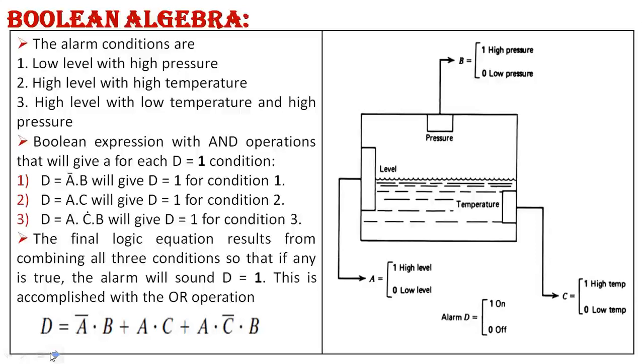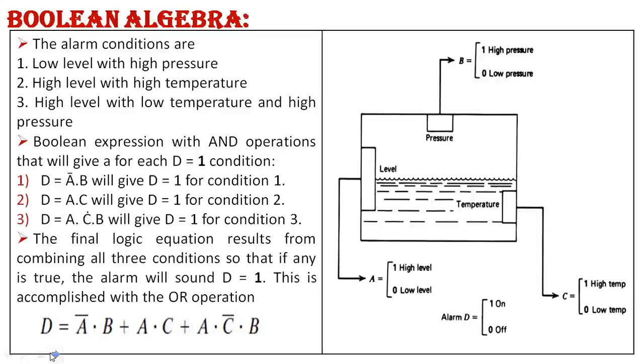There are three conditions in which the alarm sounds. First one is low level with high pressure, second is high level with high temperature, and the third one is high level with low temperature and high pressure. These three conditions are denoted by logical equations using the AND operation. So when D is equal to 1, then the alarm is on. So the three equations will be.